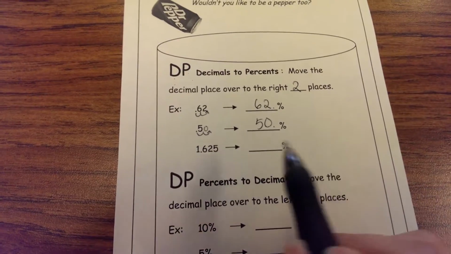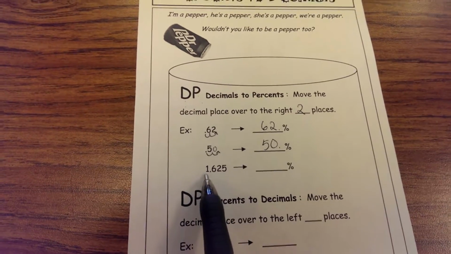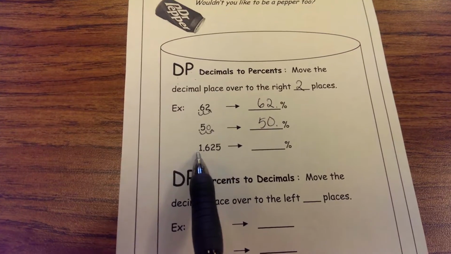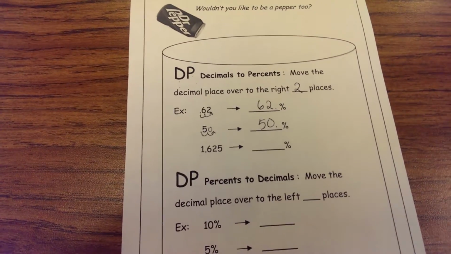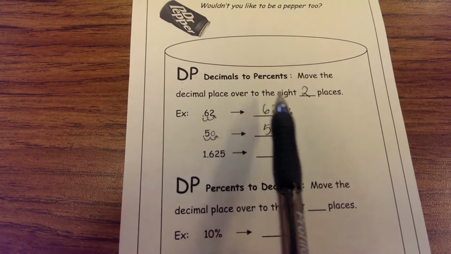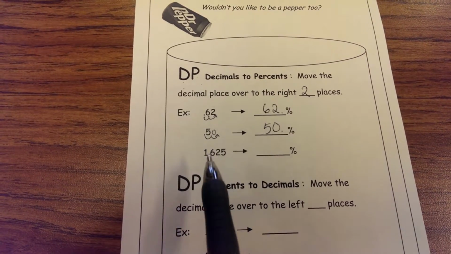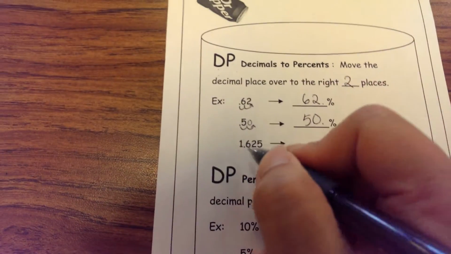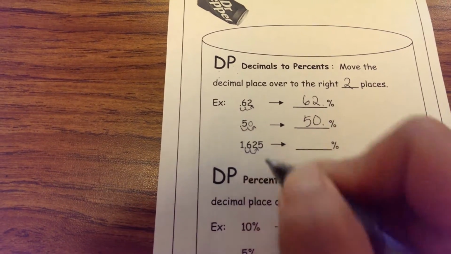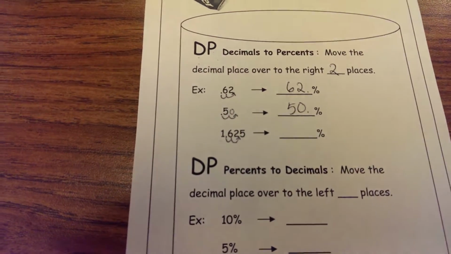Here, for 1 and 625 thousandths, if you have one whole, you're going to have more than 100%. Because remember, 100% is a whole. If you have more than a whole, you're going to have over 100%. But we still do the same thing. To change the decimal to percent, we move the decimal 2 spaces to the right. So again, you draw the butt, 1, 2. And you can see the decimal will be behind the 2.